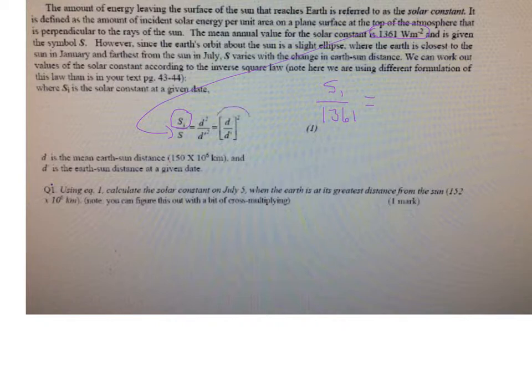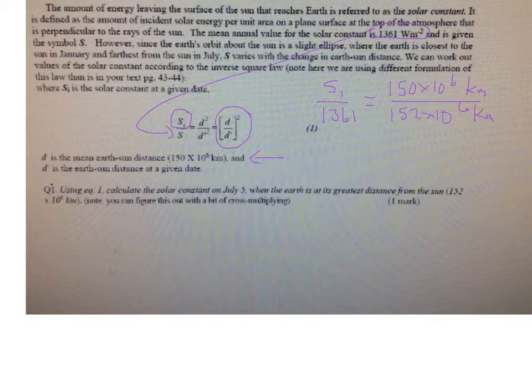Equals. Now, if you look at this part of the equation, we have the two D values. And the first D value is given right here. It's 150 times 10 to the 6th. So I'm going to fill that in the top. And that's in kilometers. And on the bottom, we're going to have 152 times 10 to the 6th also. And that's also in kilometers, okay?